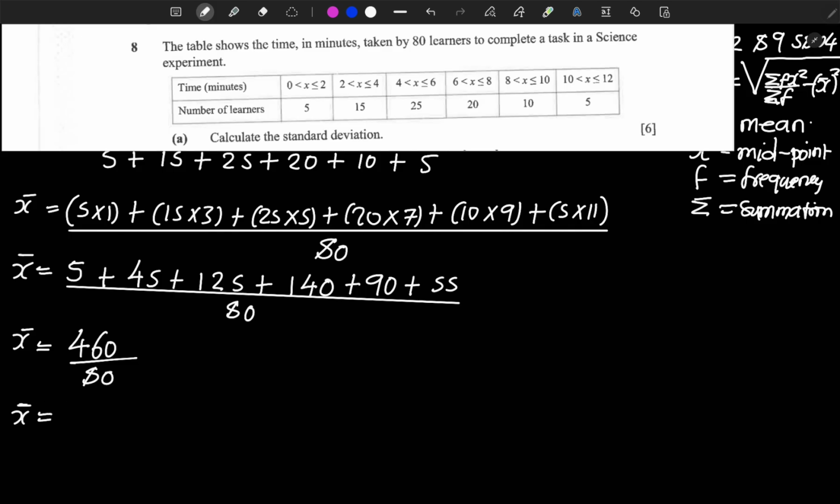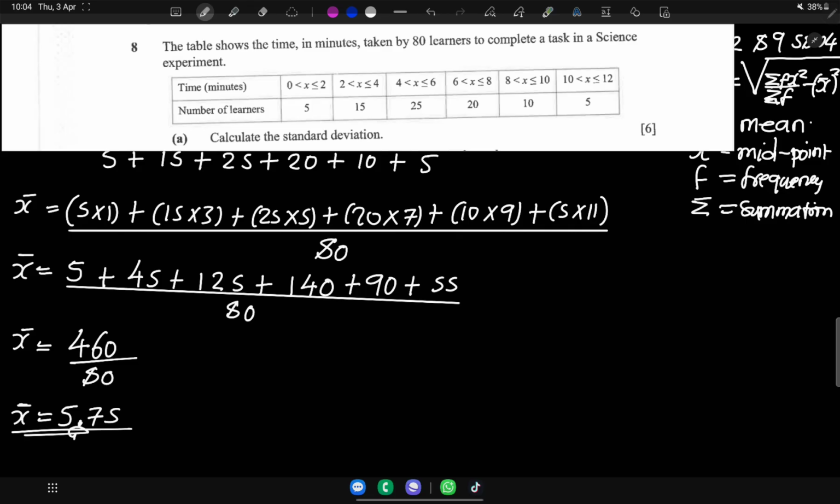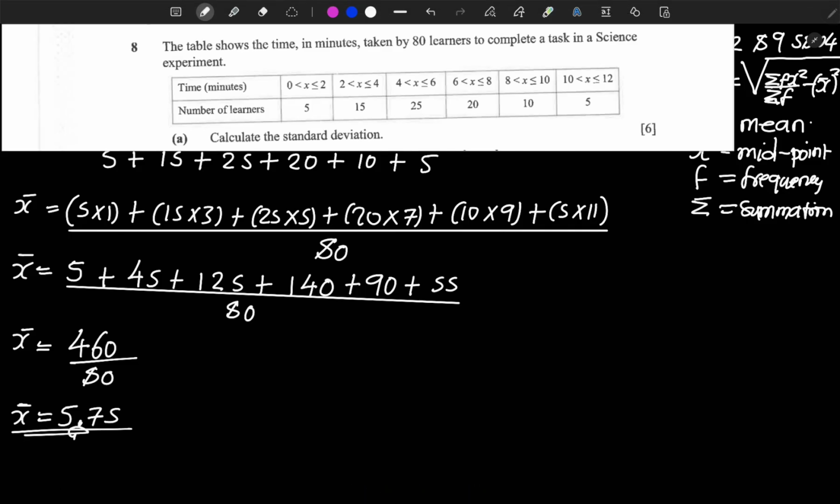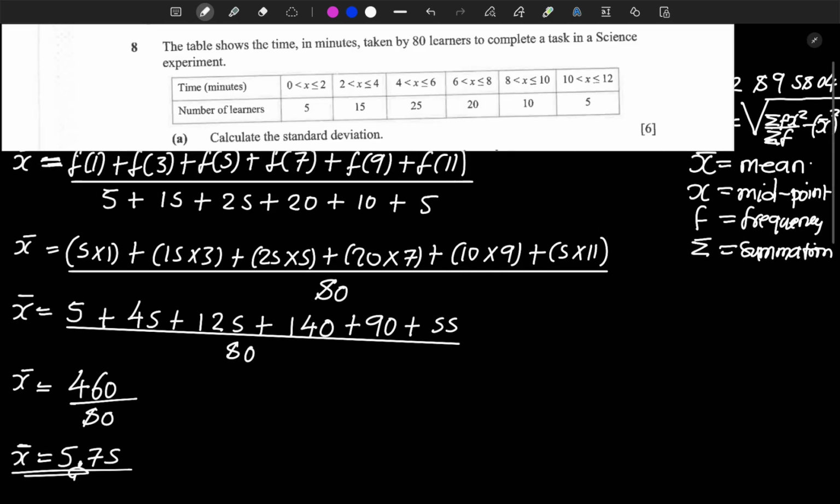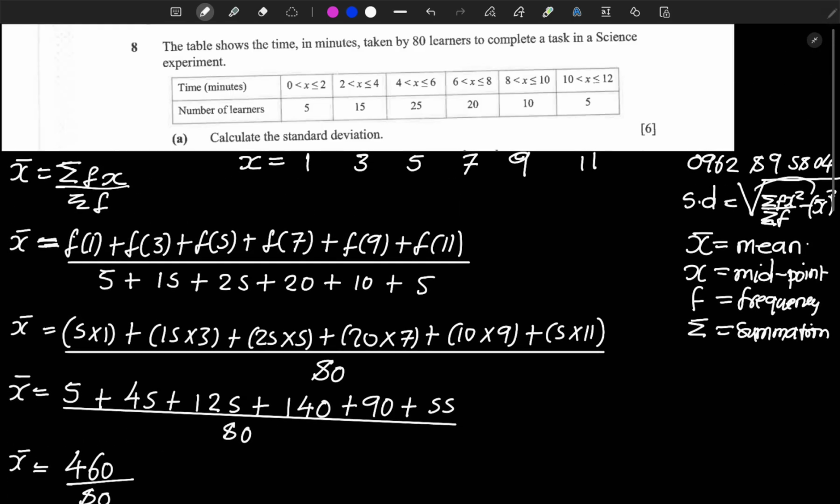So you divide now 460 divided by 80. So according to my calculations, I'm getting 5.75 as my mean. So this is my mean. So when we are done with mean, if we go back to the formula, we need to find this expression here.